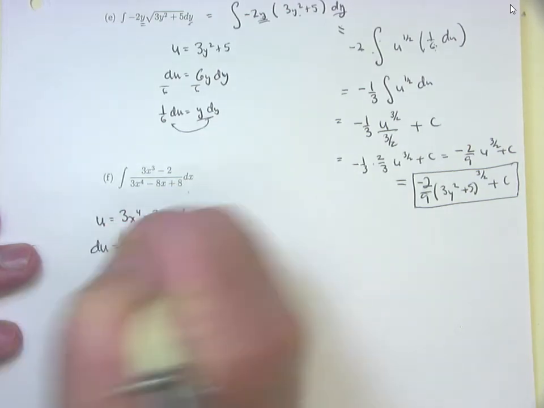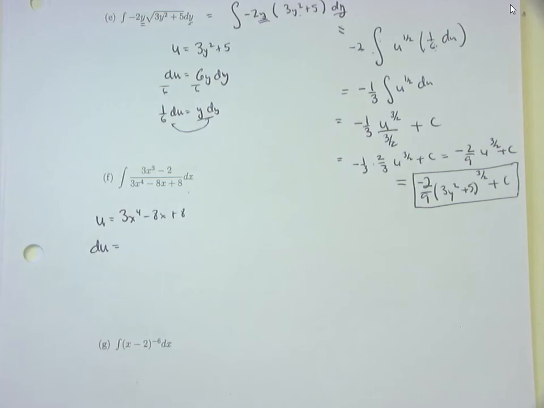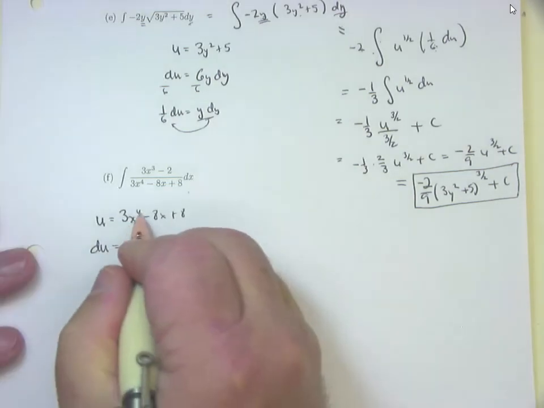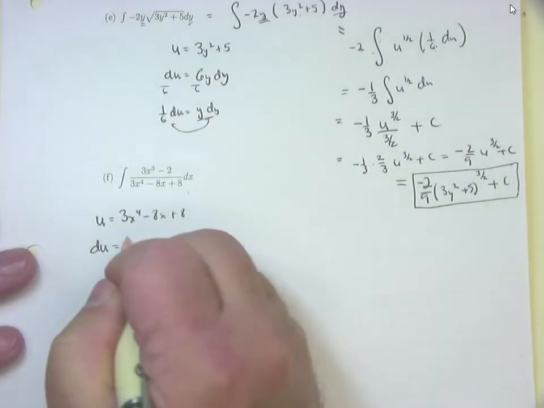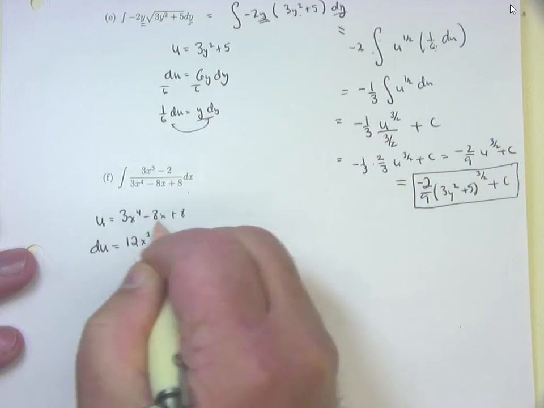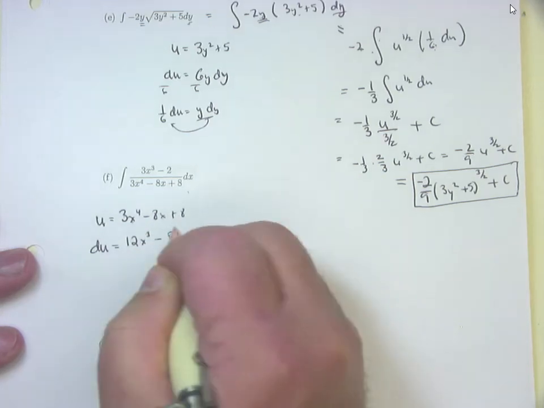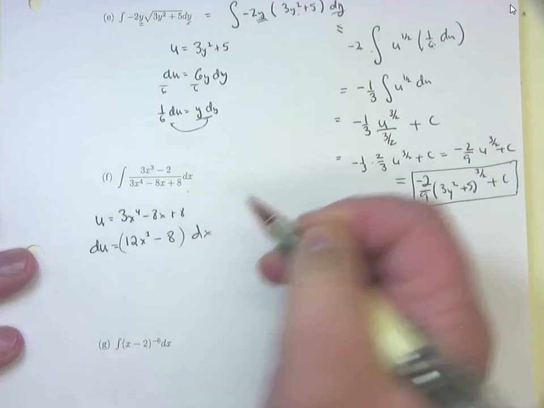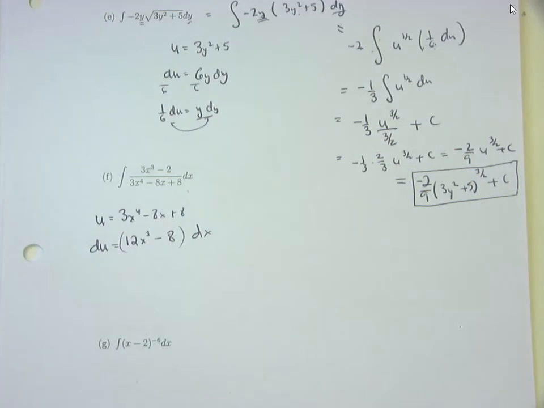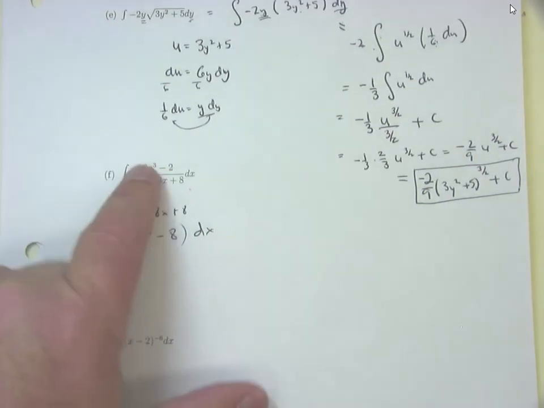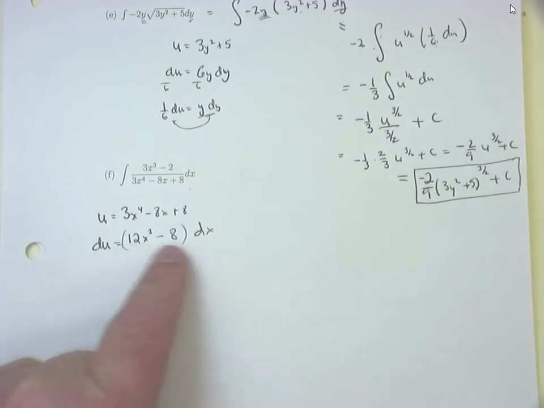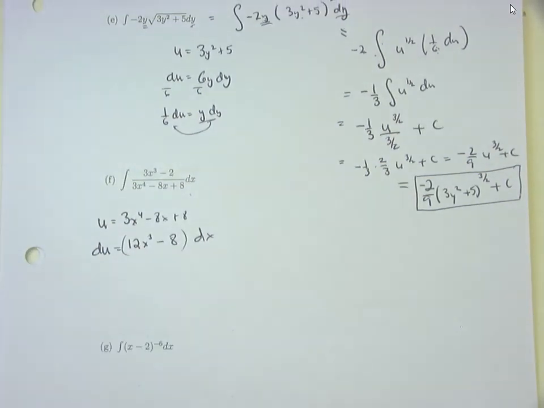Then you take du. What is the derivative? What's the derivative of 3x to the 4th? 4 times 3 is what? 12x cubed, minus the derivative of 8x, which is 8, and put parentheses around it with the dx on it. Now, look at this and think about your problem. What do you have in common that you can factor out of the 12x cubed minus 8? A 4. I can take out a 4.